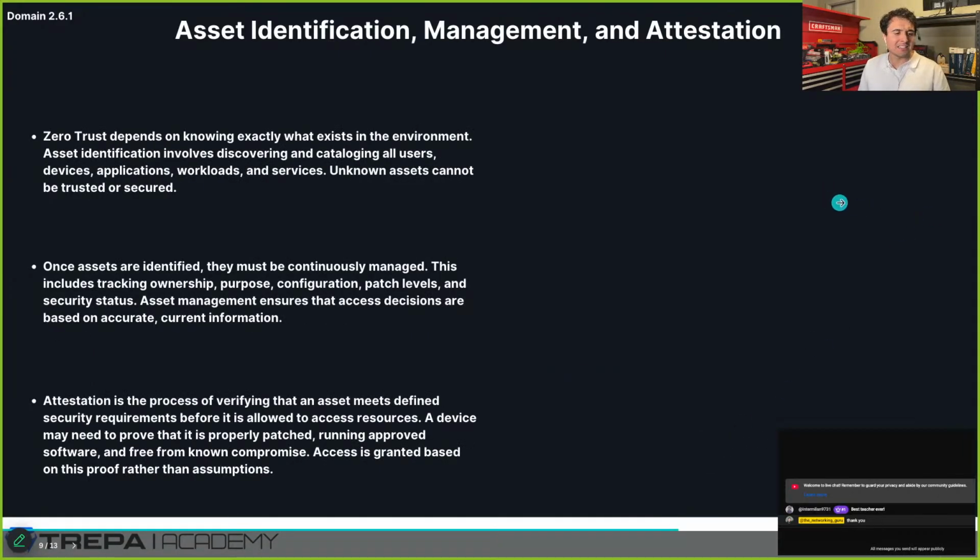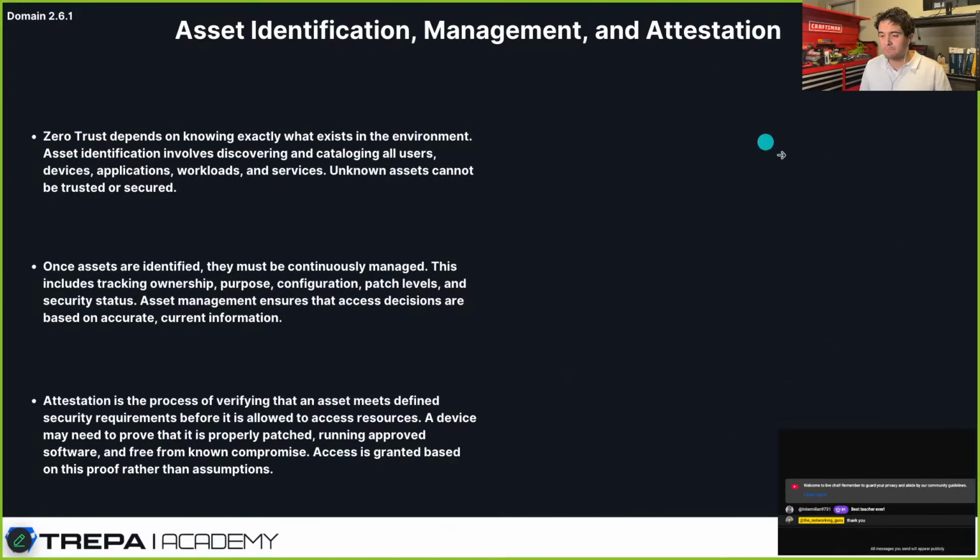All right, asset identification, management, attestation, which we talked about already too. Zero trust depends on knowing exactly what exists in the environment. So you can't have good zero trust if there's a resource you don't even know about. There's some data, a service, a server, software lying out there that's not on your asset inventory. You didn't network discover it through your Nessus scans or your SIEM systems. So you need to have good asset identification so you can be aware of the entire attack surface.